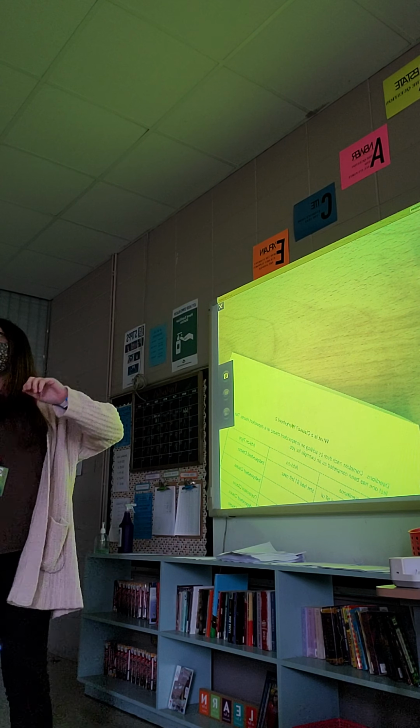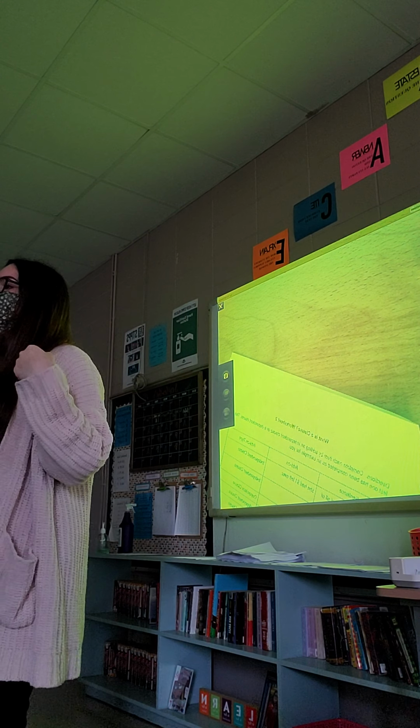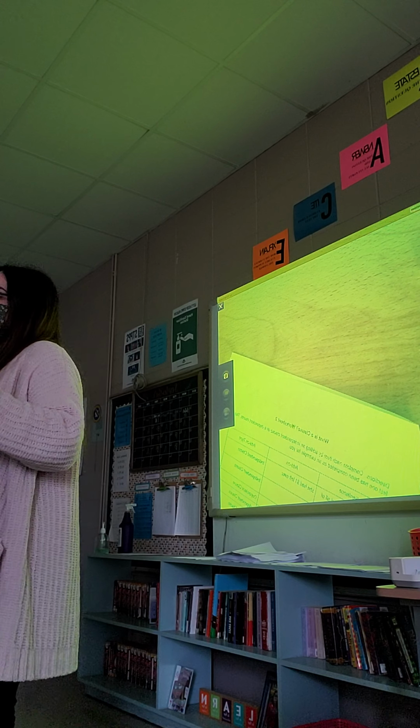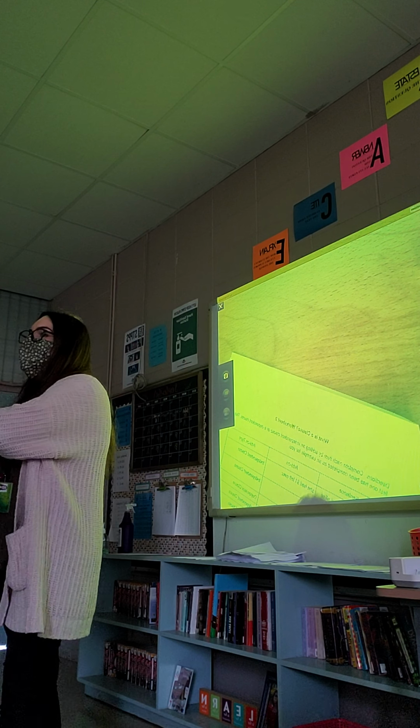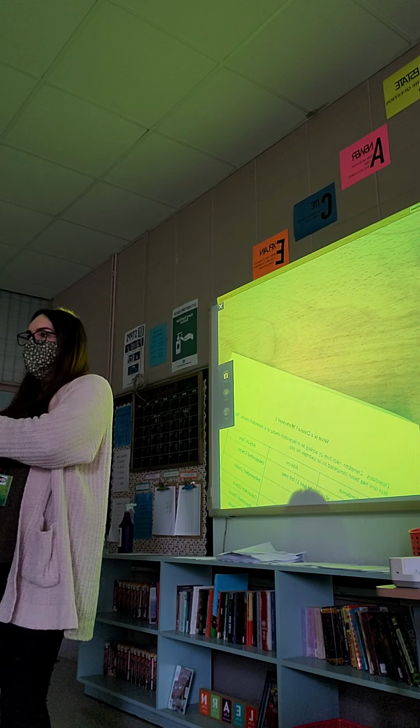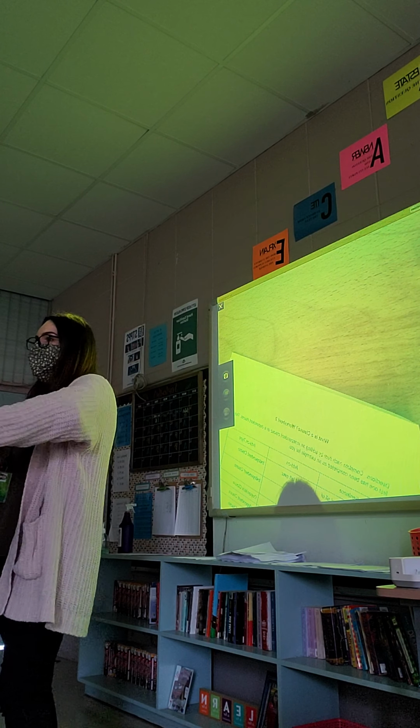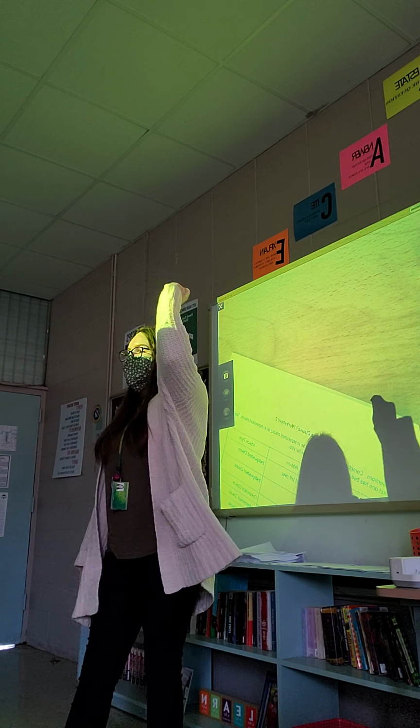So, on this piece of paper, I just want you to write me one sentence with an independent clause and a dependent clause. Okay? Create your own sentence and just raise it up in the air when you're done.